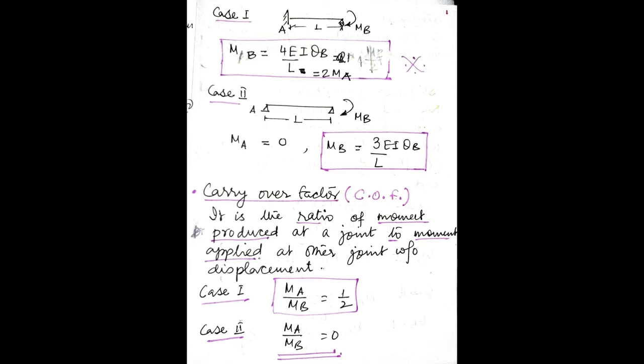Let us see case number 2. Suppose the beam is like this, both ends simply supported, length is L. Now you give a moment MB at the end B.